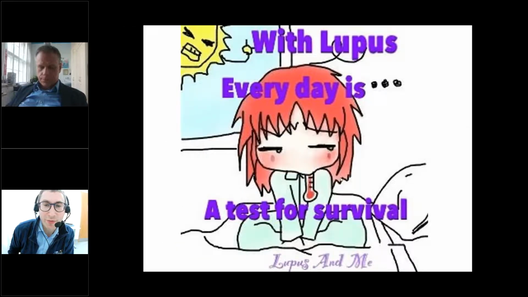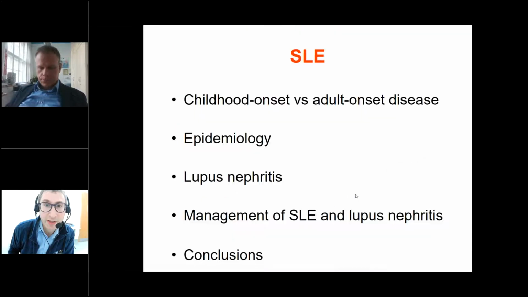I've stolen this from the wonderful internet and social media, and I think it summarizes from patients' perspective that with lupus, every day is a test for survival. So what I've changed my talk to do is a bit of a comparison between childhood onset and adult onset disease, a little bit about epidemiology. As Professor Anders said, I'm going to talk a little bit about lupus nephritis and the classification, some of the justification for the management of lupus and lupus nephritis, and try and bring it all together.